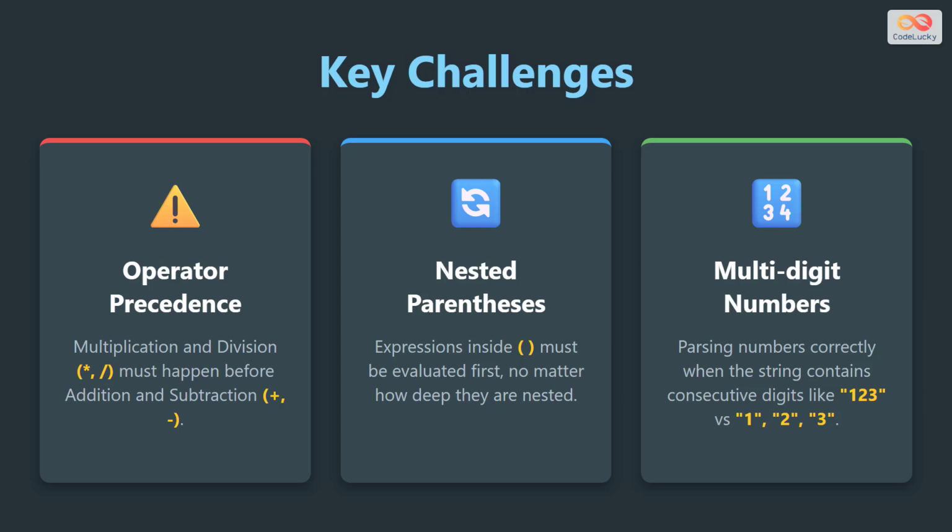There are 3 main challenges we face. First is operator precedence. We know that multiplication and division have higher priority than addition and subtraction. Second is nested parentheses. We need a way to dive into a bracketed section, solve it completely, and use that result in the outer expression. Finally, we need to carefully parse multi-digit numbers from the string characters.